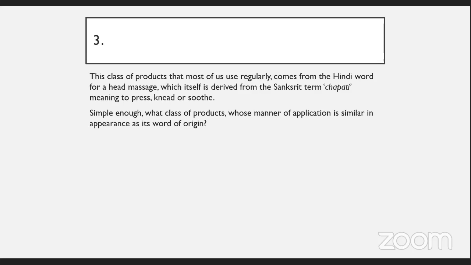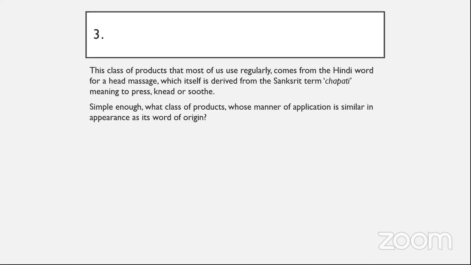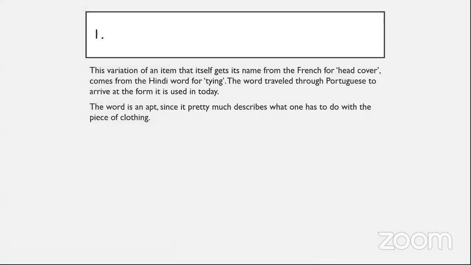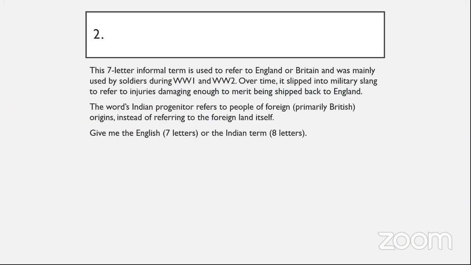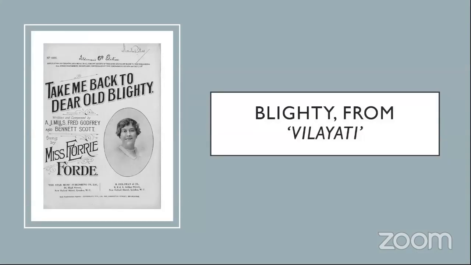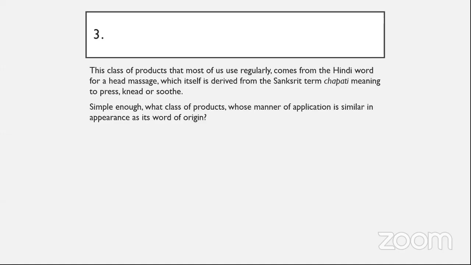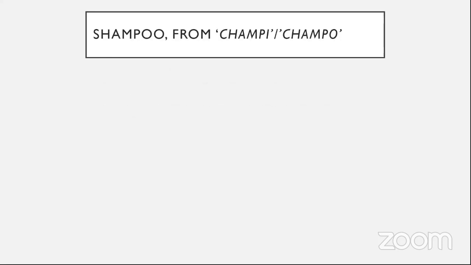Okay, I'm guessing team 4 has sent me all their answers. Right, so in case anyone wants to go for it here, the first one would be Bandana. Yes, so this is bandana, from bandhan. The second one, Blighty and Vilayati. Yes, so this is blighty, which comes from vilayati. And the third one, Shampoo and Chumpy. Yes, this is shampoo, which comes from champi.